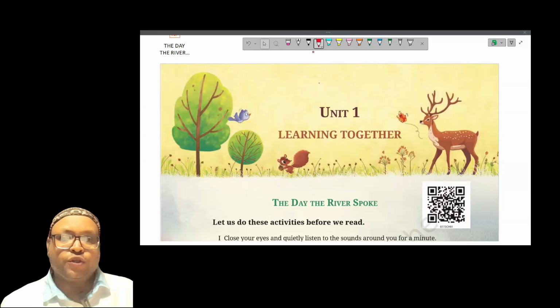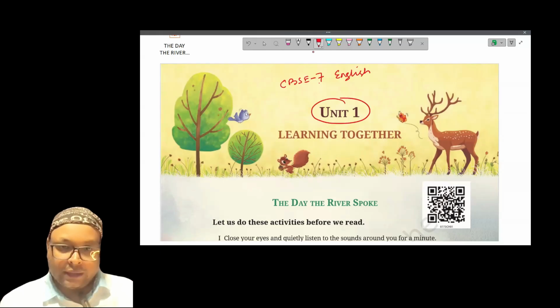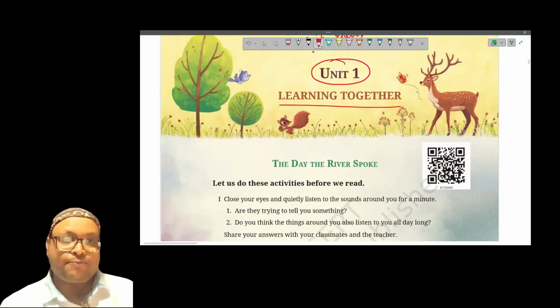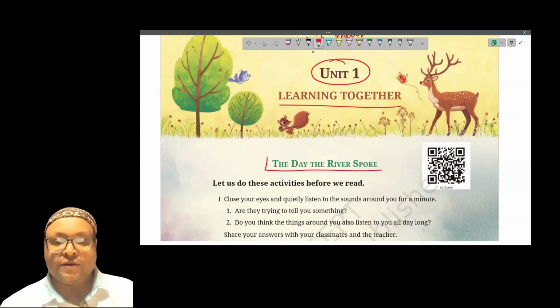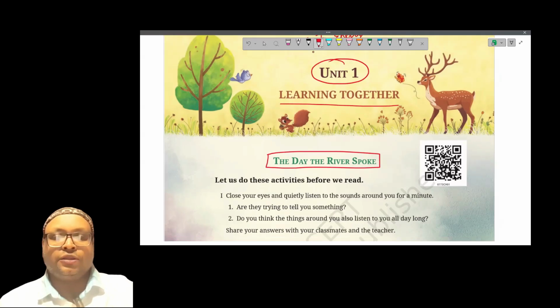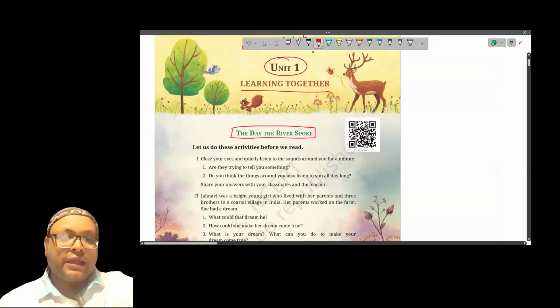As I said, today we shall be covering CBSE Class 7 English Unit 1, first chapter Learning Together, and this would be the first unit. The chapter name is The Day the River Spoke. You'll have to understand this is one of the most inspiring stories you are supposed to read this year in Class 7 English, and this particular story would be covered in every possible detail that you can imagine.